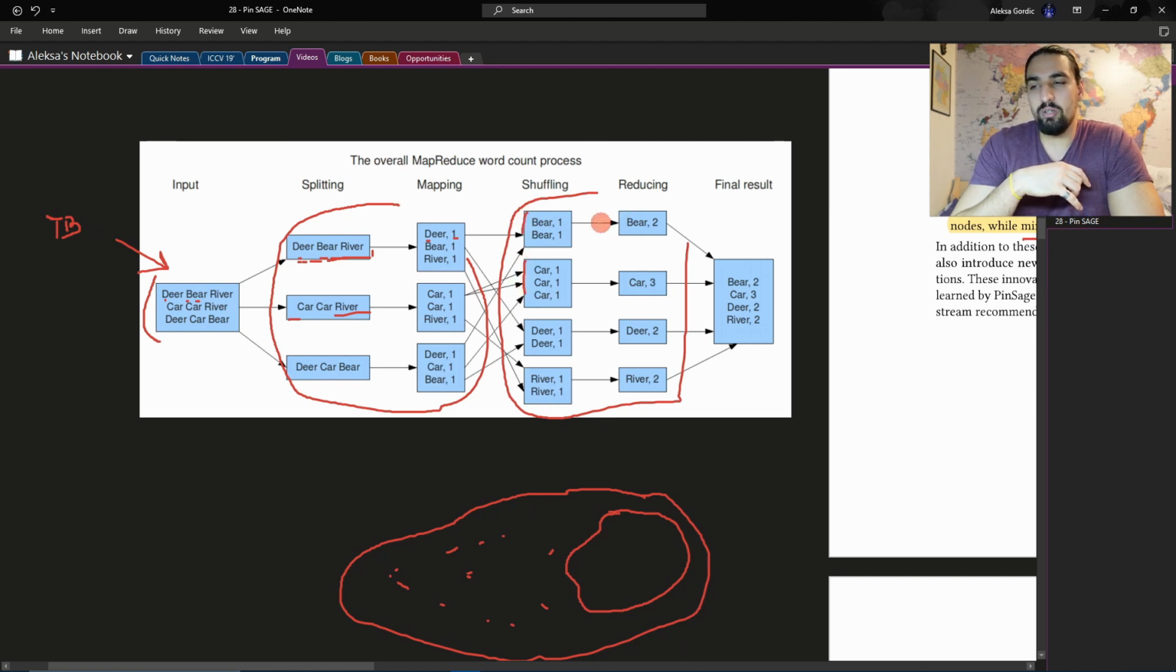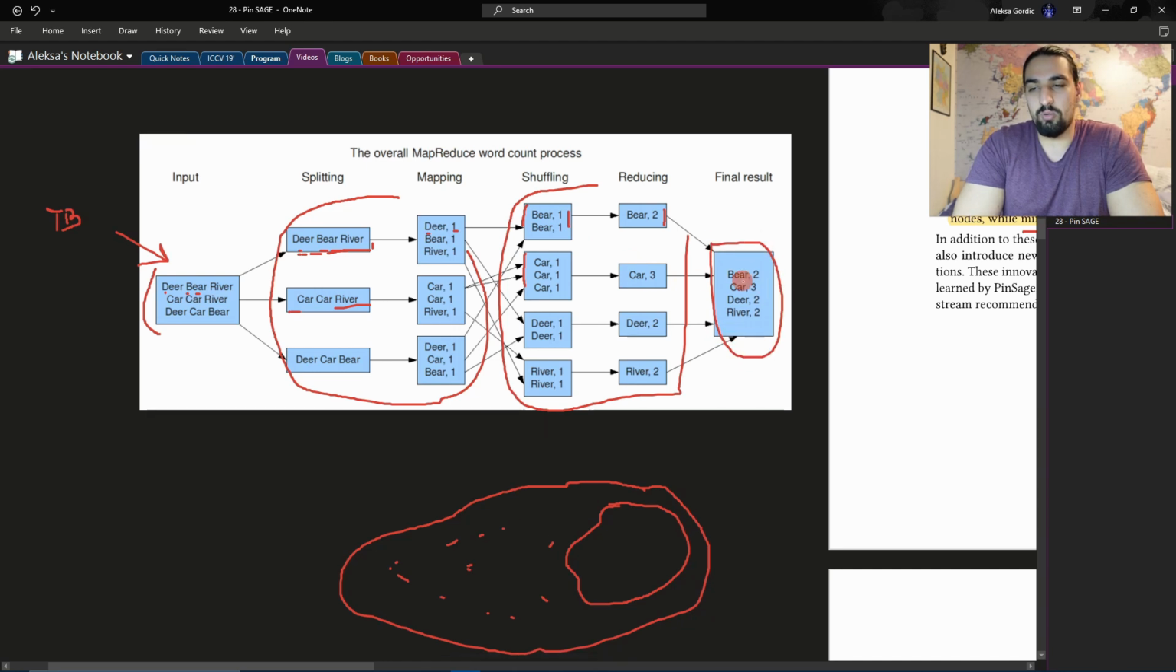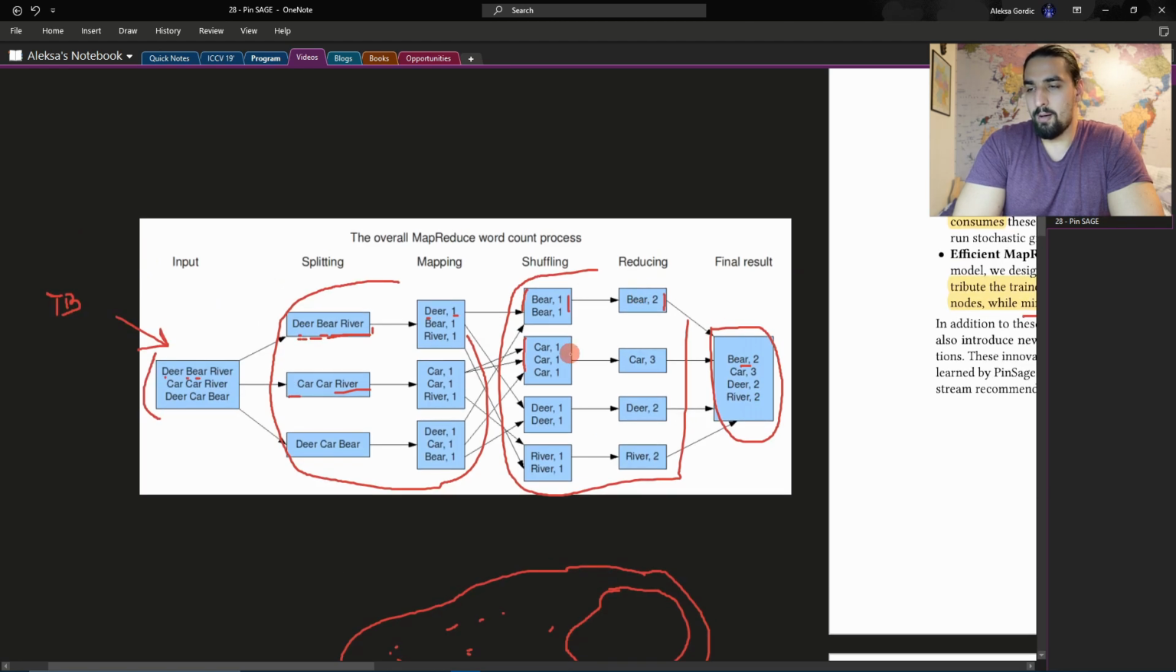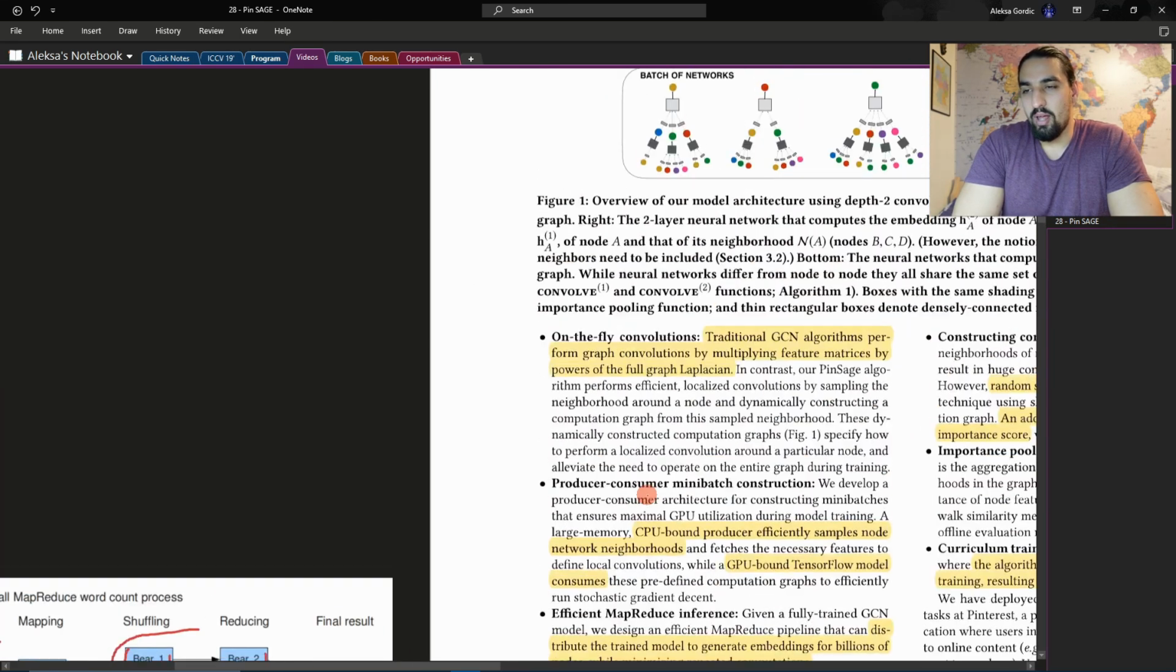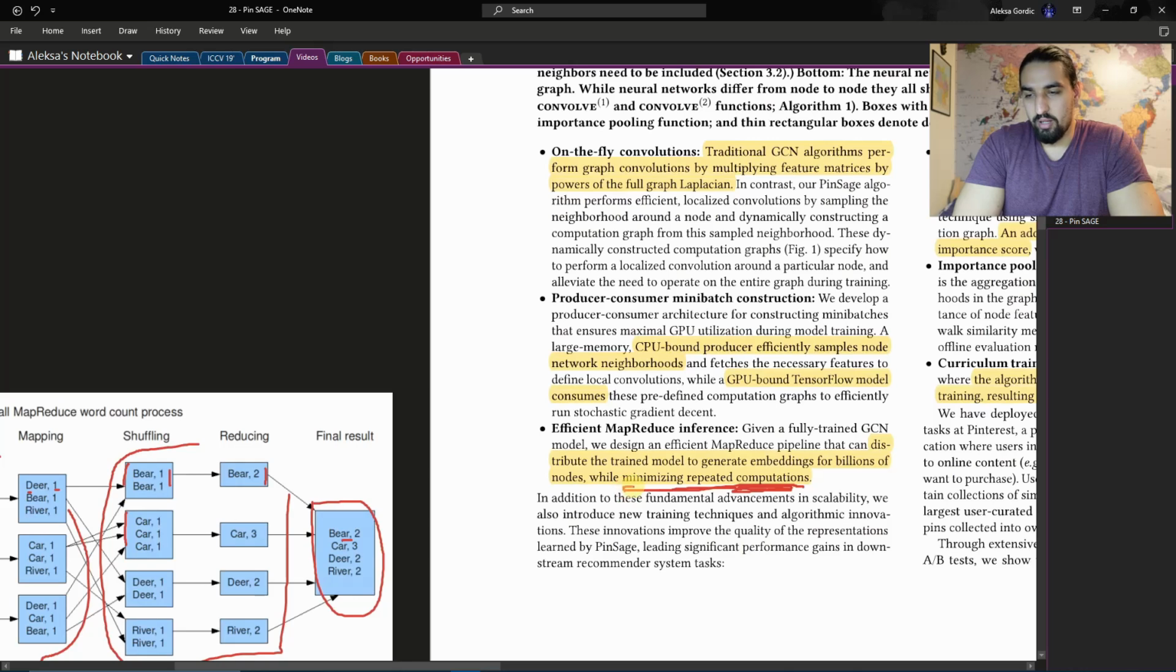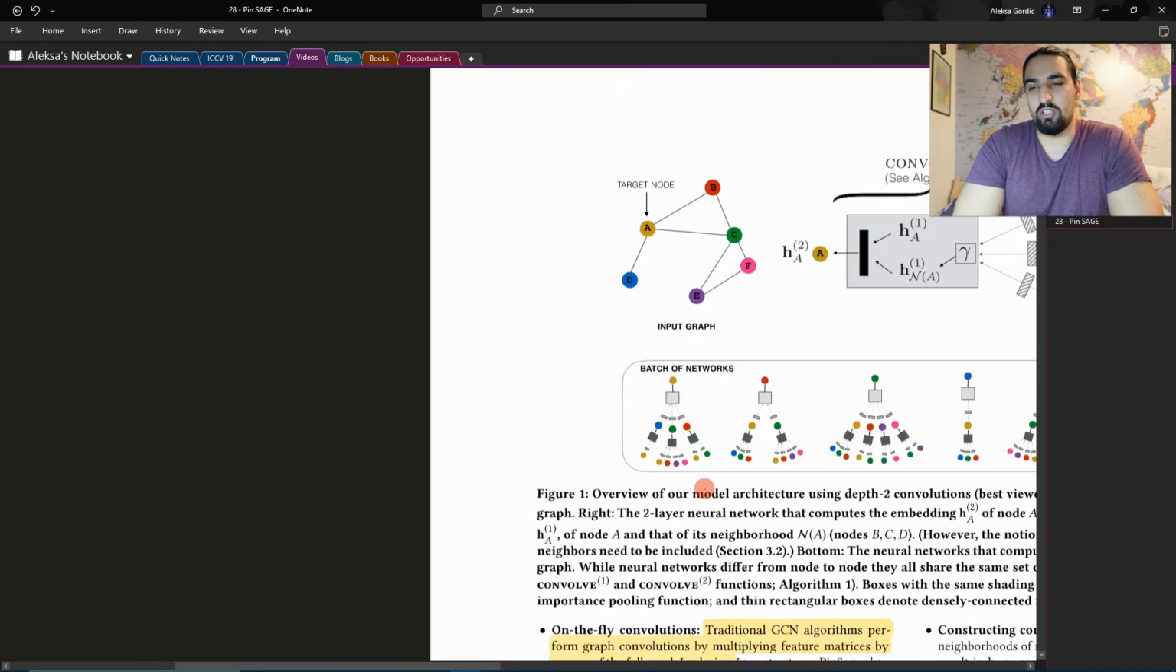And finally, the reduce stage sums these values up. It depends on how you define those reduce and map scripts. And finally, you just aggregate those and you get the final result. Every single word has its frequency associated with it. And this is a simplified example. Obviously, you'll have multiple shuffling and reducing stages in a real production system. So again, it's supposed to minimize repeated computations.